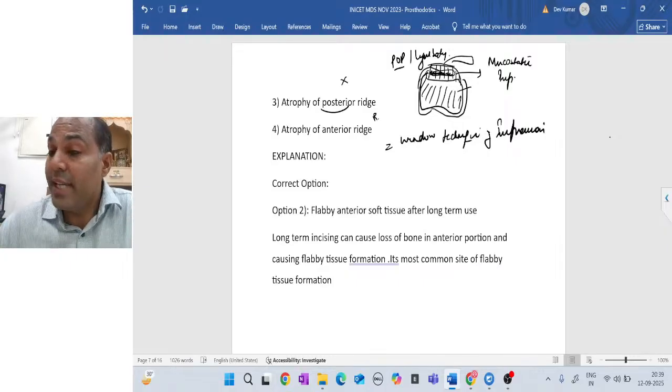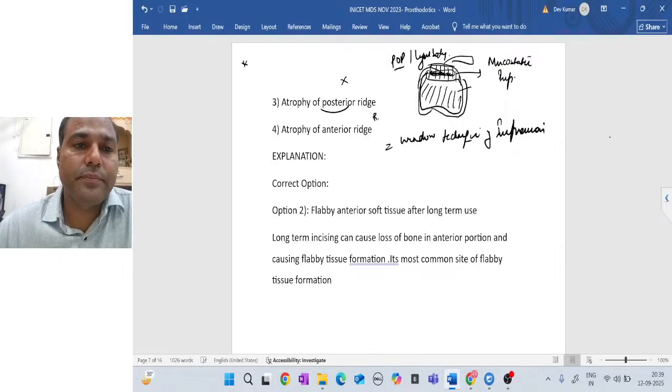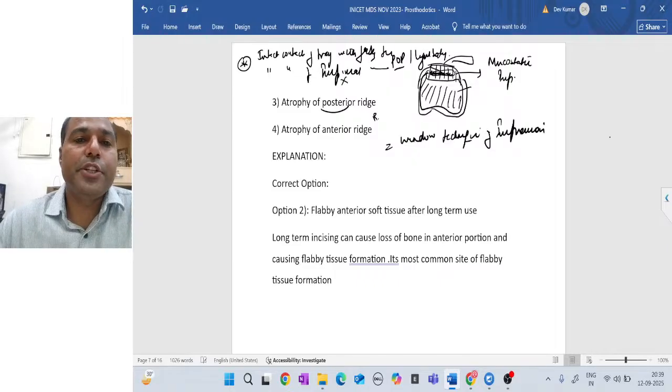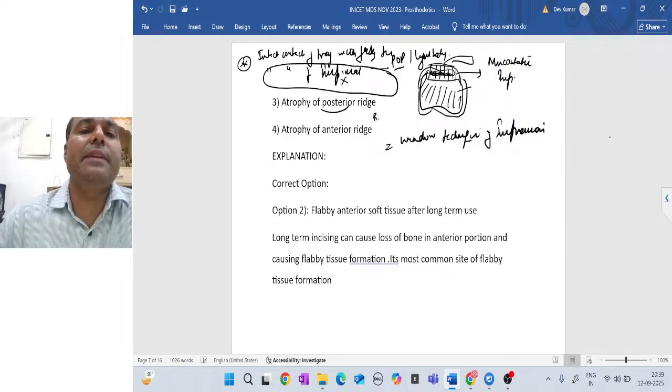So एक और बहुत इंपॉर्टेंट क्वेश्चन आता है कि फ्लैबी टिश्यू में should there be an intimate contact of the tray with the flabby tissue, or should there be an intimate contact of the impression material with the flabby tissue? So the best answer is intimate contact of the impression material with the flabby tissue.